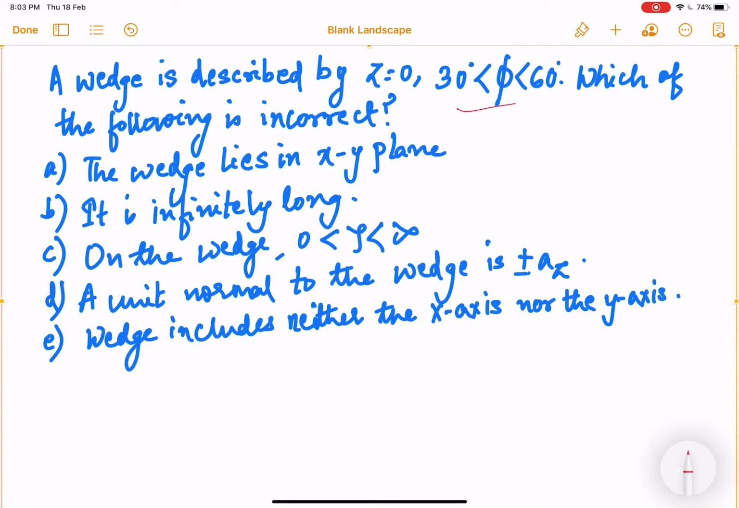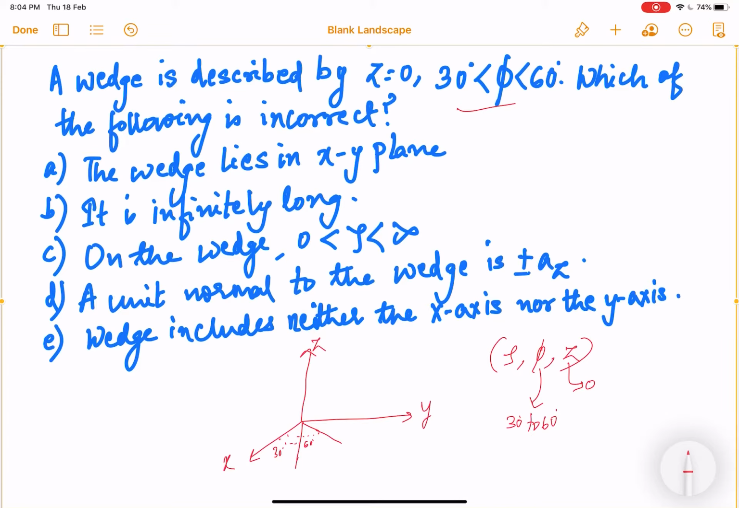First of all, let's see what this says, that z is 0 and phi is from 30 to 60 degrees. That means these are cylindrical coordinates, where z is already specified and phi is a range, that is 30 to 60 degrees. So if this is z, this is y, this is x, and phi, as you all know, we start measuring from the x-axis, and somewhere here is, suppose, 30 degrees, and you go up to 60 degrees.